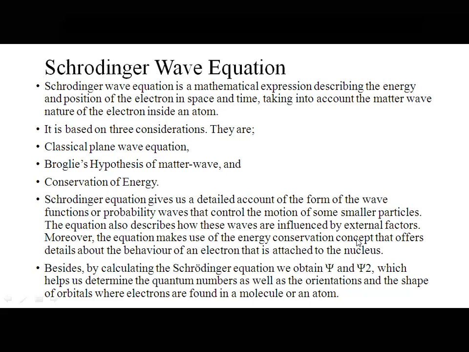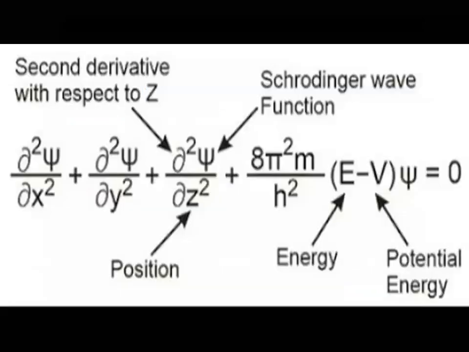Moreover, the equation makes use of energy conservation concepts that offer details about the behavior of an electron that is attached to the nucleus. Besides, by calculating the Schrodinger equation, we obtain psi, pronounced as psi, and psi square, which help us to determine the quantum numbers as well as the orientations and shapes of the orbitals where electrons are found in a molecule or an atom. This is all the story of Schrodinger's wave equation. Let me tell you what actually this Schrodinger's wave equation is. This is Schrodinger's wave equation.